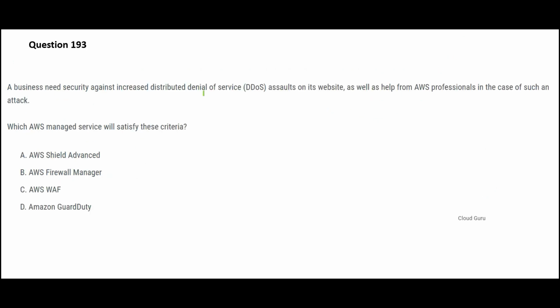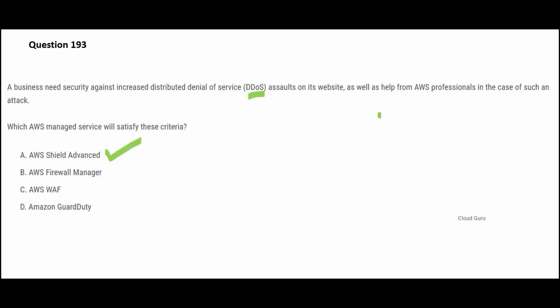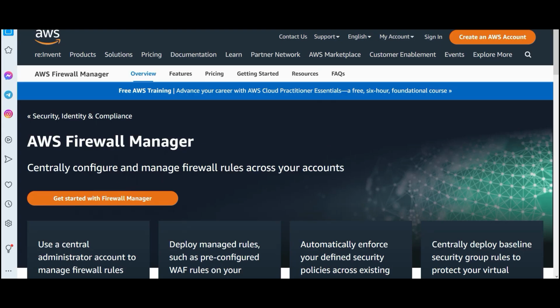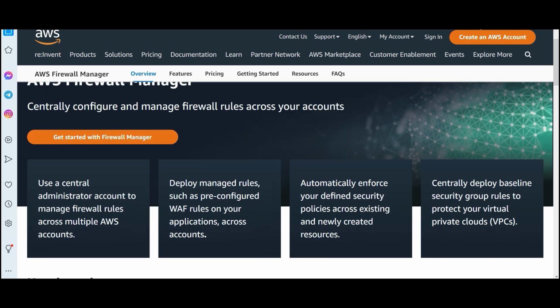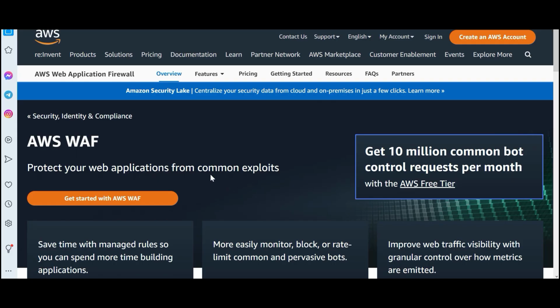See, you want security against DDoS assaults. Whenever you look at DDoS, always think about Shield. Shield is meant for DDoS protection in AWS. Shield also has a feature called Shield Advanced. So this would be my answer, but let us go through other options. You have Firewall Manager, which helps you configure and manage firewall rules. It is just like a firewall on your laptops or your desktops. It does not help with DDoS protection. Let us look at WAF. It will not help you with DDoS.